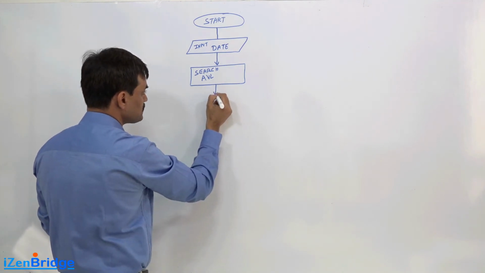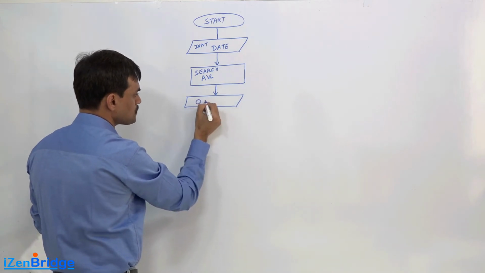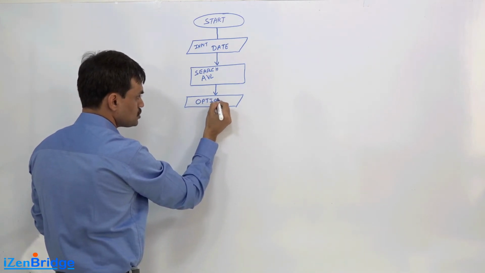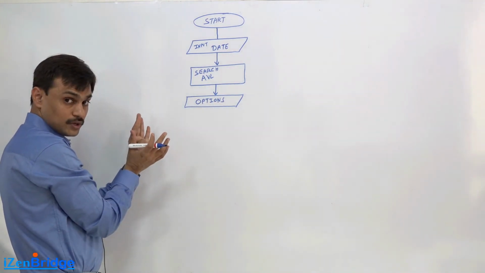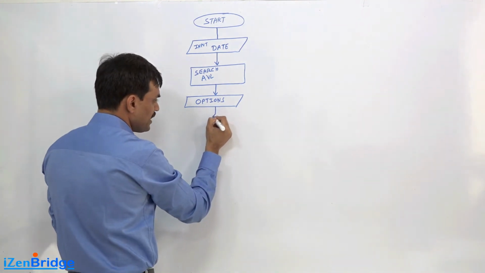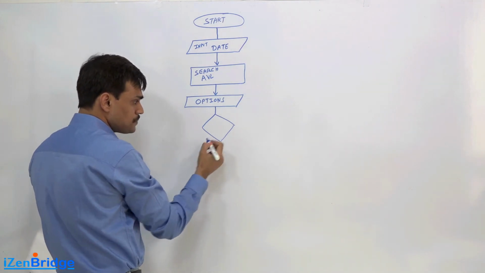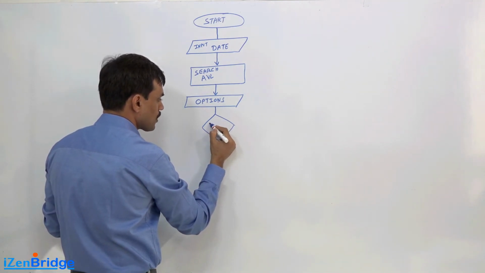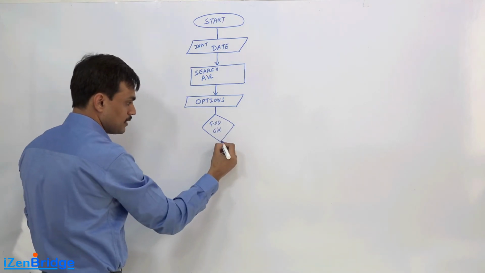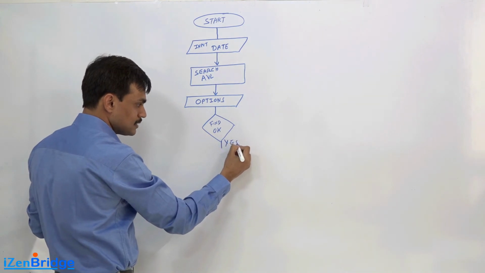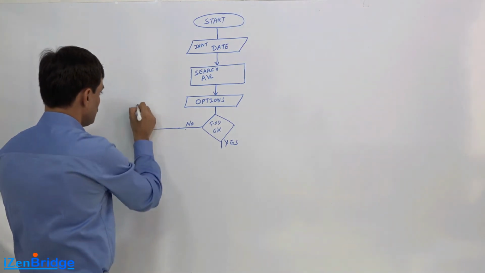And after that, the website shows an output, the options. So it shows you the options for which you can book the ticket. This is a symbol to show an output. Now, you may have a decision point: do you find a good option? I am just writing, you find some option okay. Then you go yes. If no, maybe you want to go back and think of a new date.